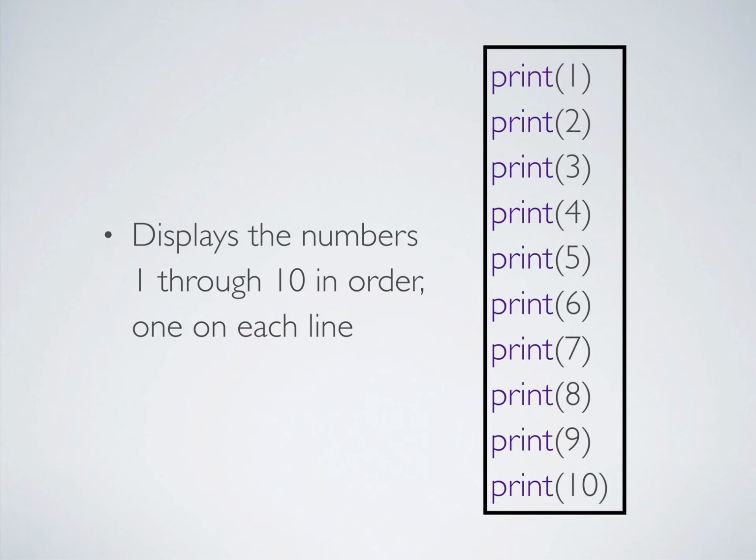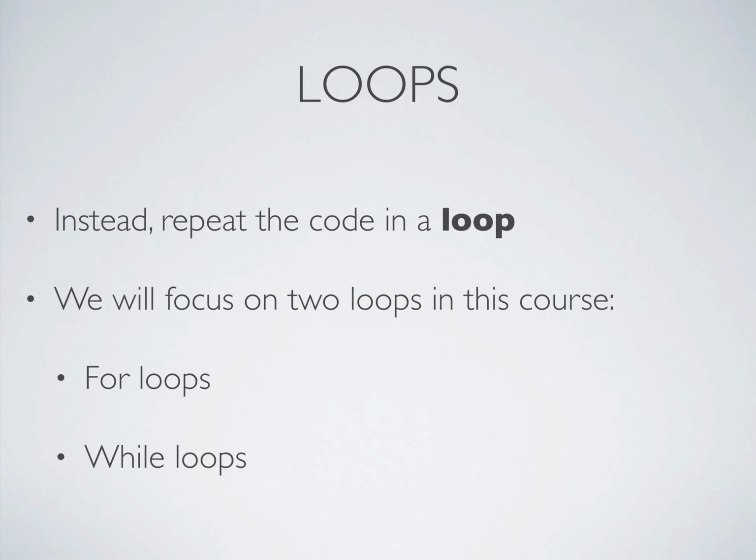Generally, if you're going to be repeating the same code over and over, you're instead going to want to use a loop. So in this course, we're going to talk about two types of loops. We will talk about for loops, and we will talk about while loops. We won't talk about while loops until next week. So this week, we'll just talk about for loops. While loops, we'll talk about later.